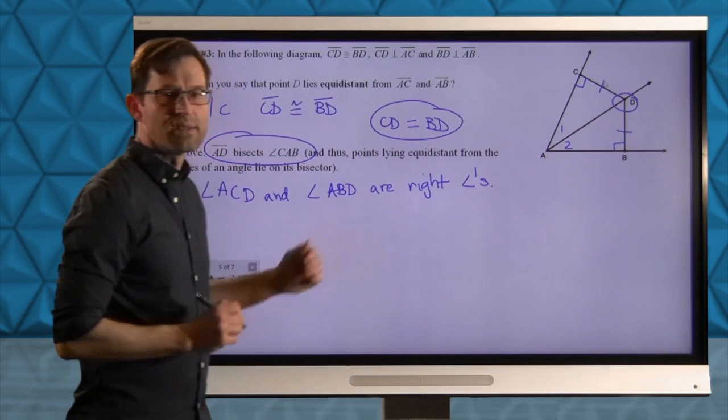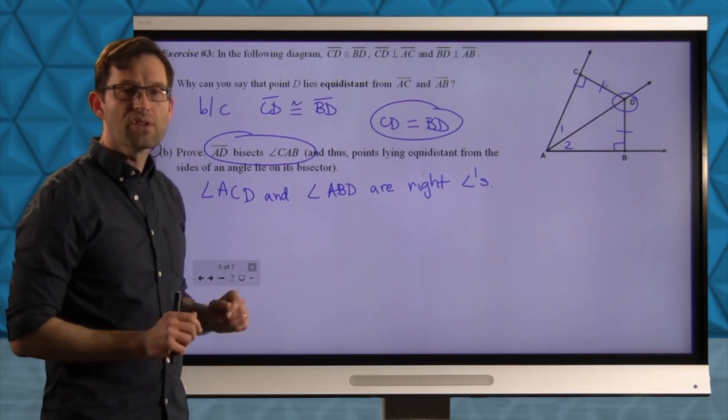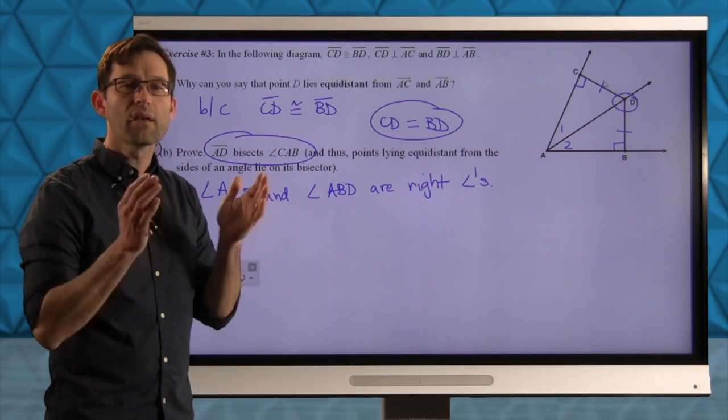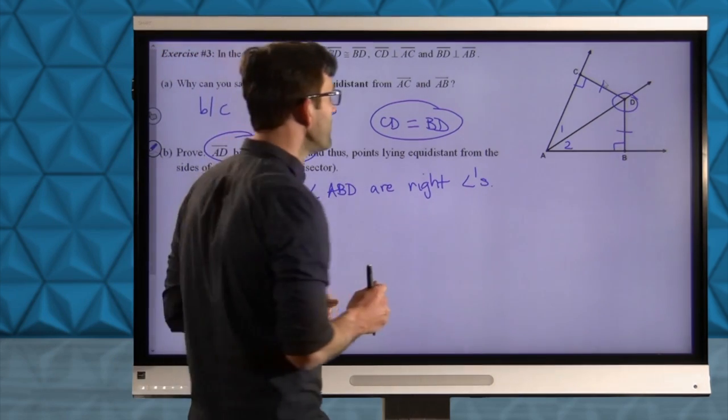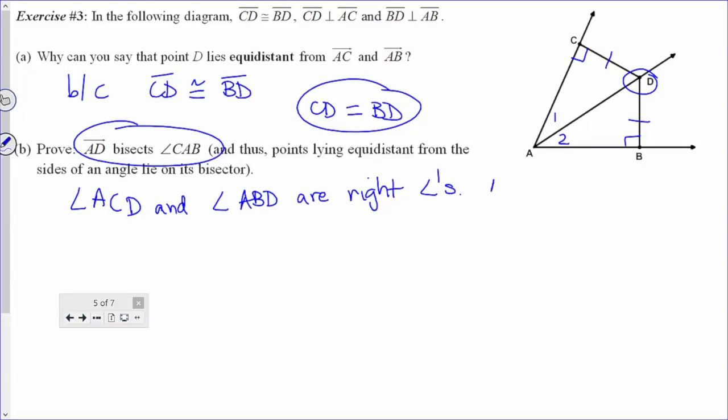Okay, why do I establish that? I establish that because I need to claim that the two triangles are right triangles, right? Also, CD is congruent to BD. And what is that? That's a leg, right, of a right triangle.